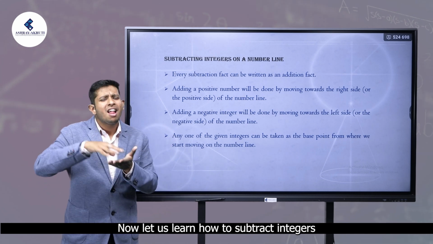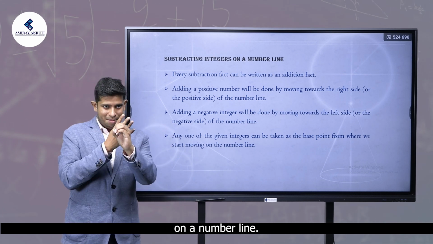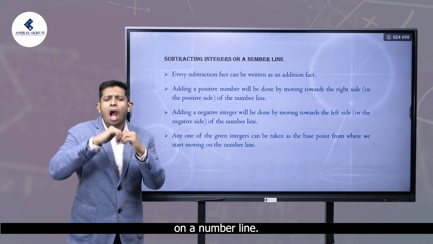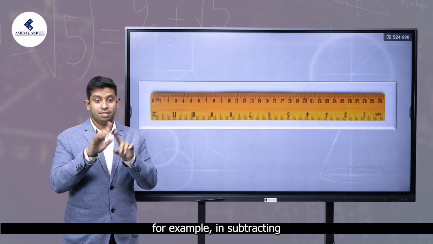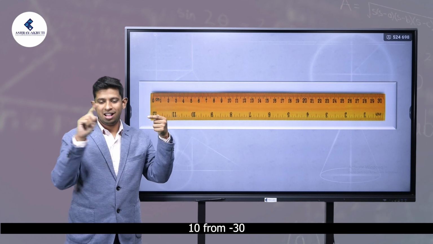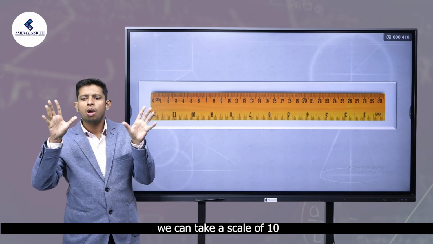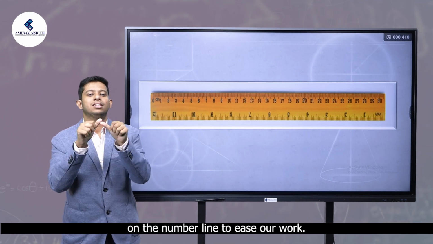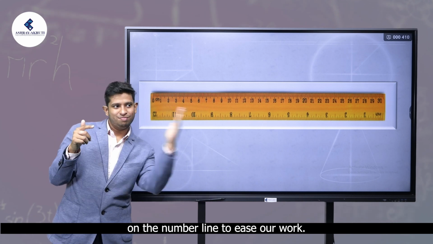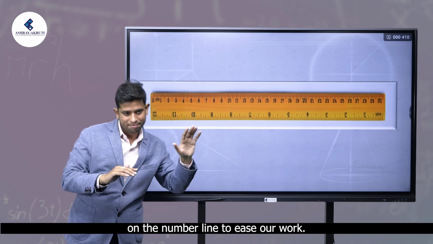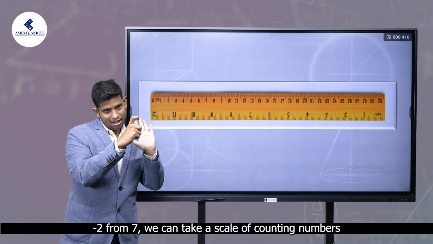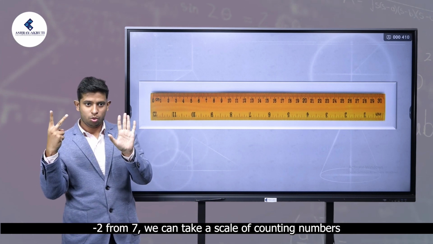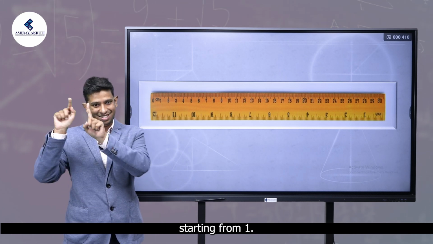Now let us learn how to subtract integers on a number line. For example, in subtracting 10 from minus 30, we can take a scale of 10 on the number line to ease our work. However, if we have to subtract minus 2 from 7, we can take a scale of counting numbers starting from 1.